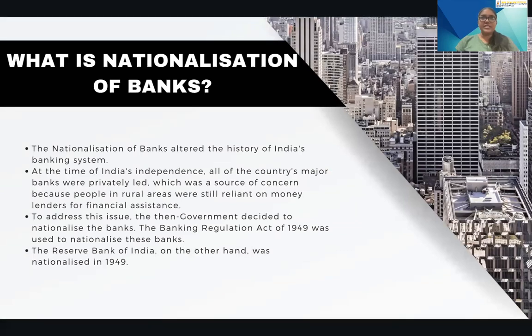At the time of India's independence, all the country's major banks were privately led, which was a concern for rural India because they had no choice but to rely on the money lenders and merchants. To address this issue, the government decided to nationalize the banks. According to the Banking Regulation Act of 1949, RBI was also nationalized in 1949.